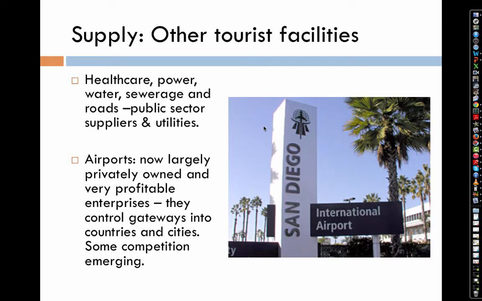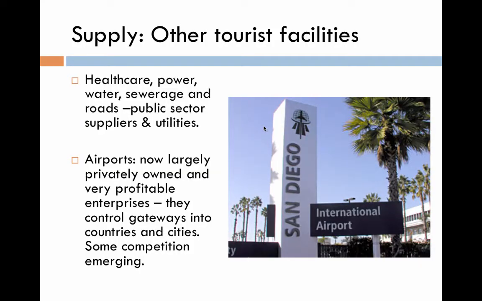Other tourist facilities also need to be in place to provide the supply that allows tourism to take place. Now, these can be things that we might not traditionally think of as well. And these may include healthcare, power, water, sewerage, roads, public sector suppliers, and utilities. Airports are also included in these other tourist facilities. These are now largely privately owned and very profitable enterprises because they control the gateways into countries and cities, and for the most part they're monopolies.